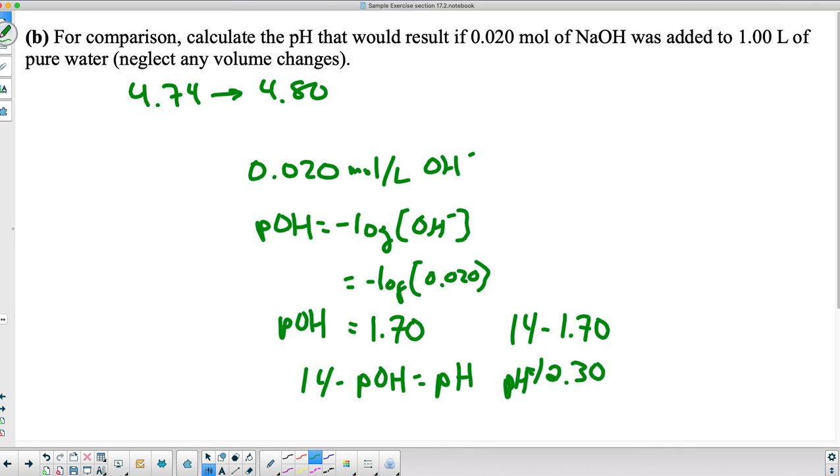pH equals 12.3. If I just had regular water, pure water and no buffer, look at the difference between 12.3 versus 4.8. That's what a buffer does. That's the major difference between the two of them. All right, nice work, guys.